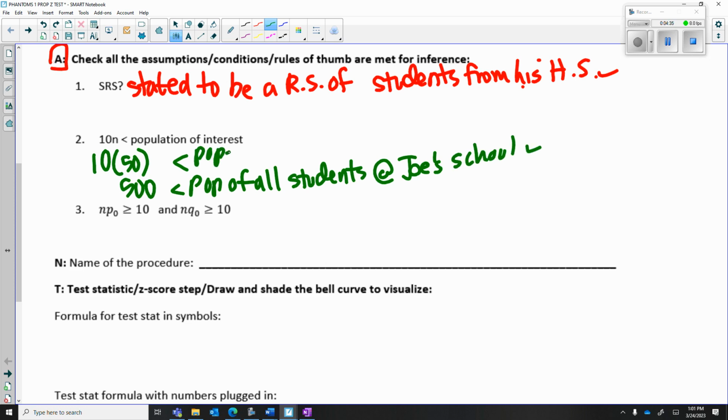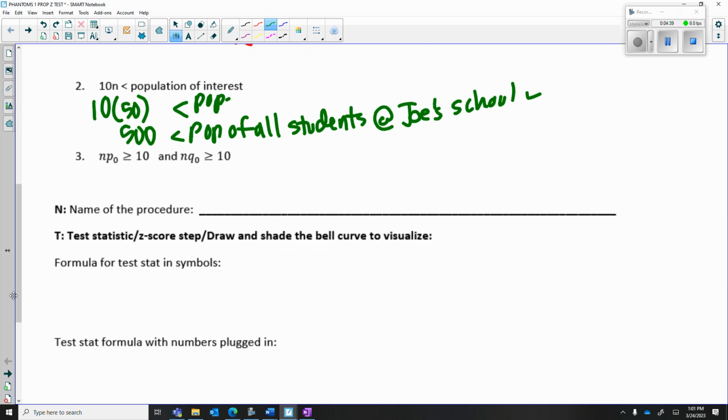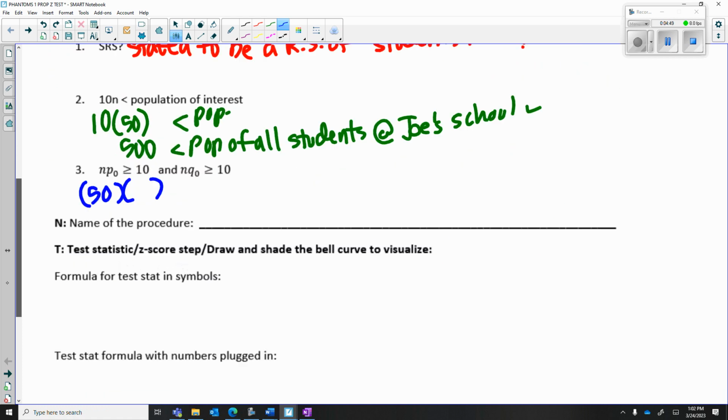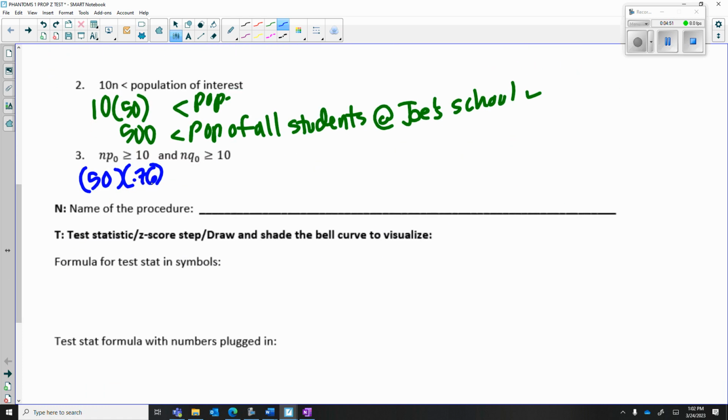And the third one is, is the sample size large enough for us to proceed with Z procedures and have it be approximately normal? So 50 is n times p sub 0. The null hypothesis is what we're assuming to be true, 0.76. We want to see if this number is greater than or equal to 10. And n times q, so 50 times 1 minus 0.76, we want to see if that's greater than or equal to 10 as well.